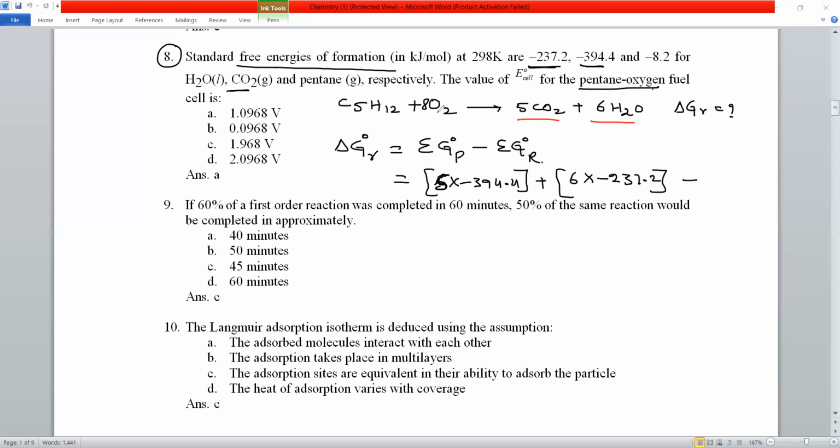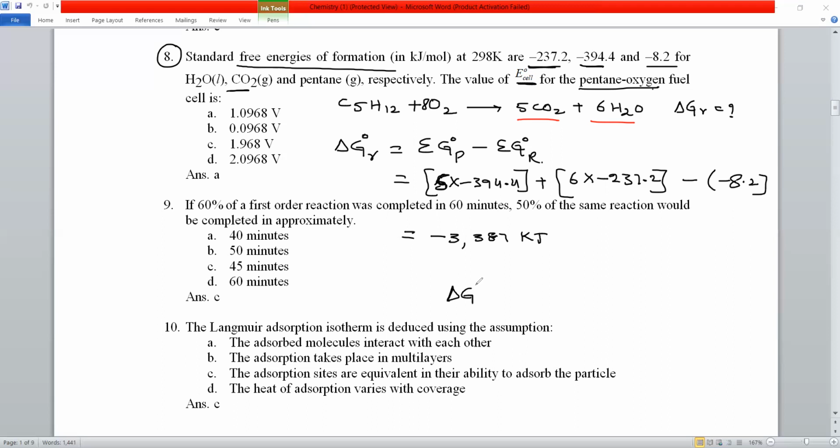So this is the summation of the products minus the reactants. What are the reactants we have here? Oxygen is there as well as pentane is there. But oxygen should be 0, right? Elemental form. So we only have to take pentane, which they have given as minus 8. So students, on simplification we will get the change in Gibbs free energy of reaction as 3,387 kilojoules. But what we need is E naught cell.